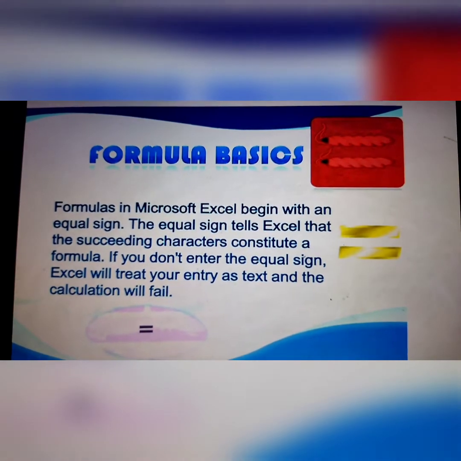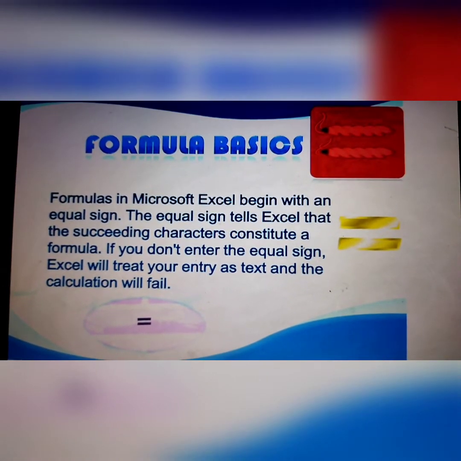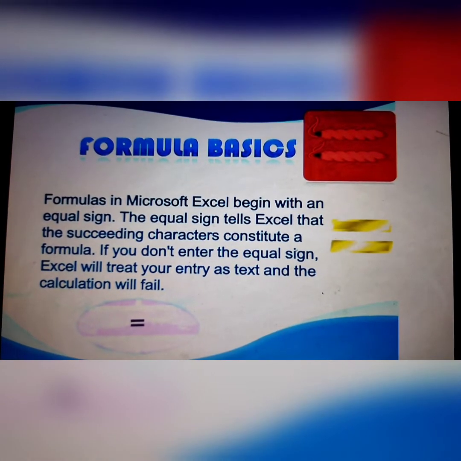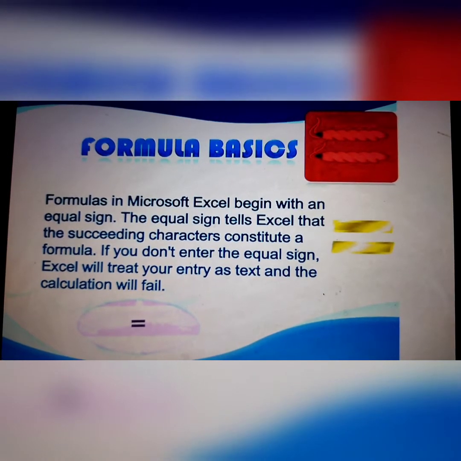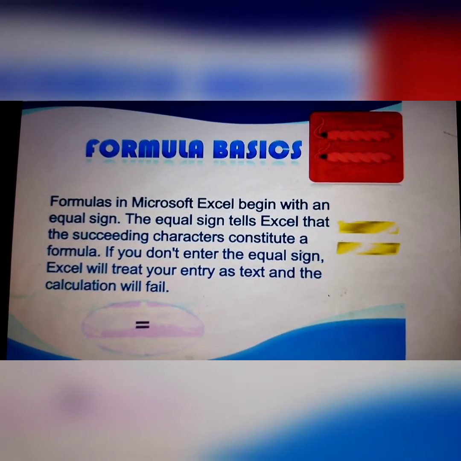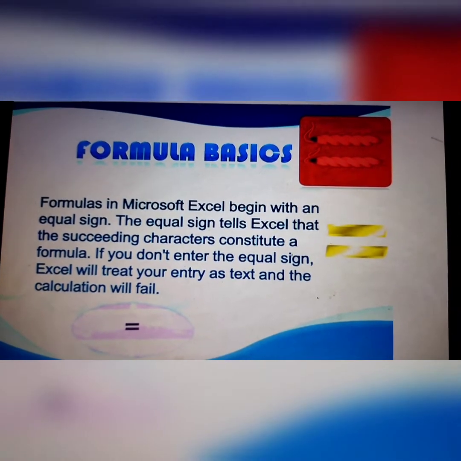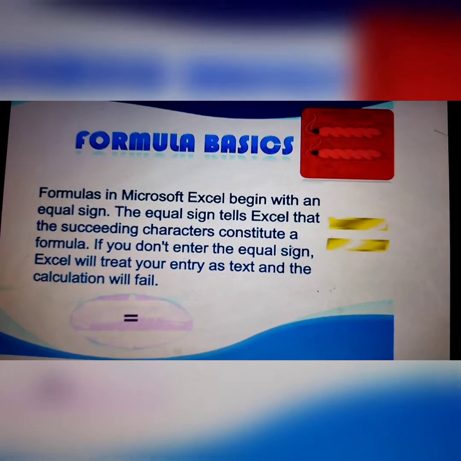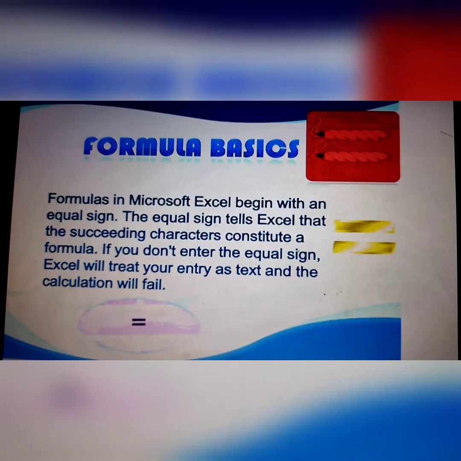Let's discuss formulas first. Formulas in Microsoft Excel begin with an equal sign. It is compulsory. The equal sign tells Excel that the succeeding characters constitute a formula. If you don't enter the equal sign, Excel will treat your entry as text and the calculation will fail. See the figure on how to enter a formula: addition, subtraction, multiplication, division and exponents are all arithmetic operators in MS Excel.